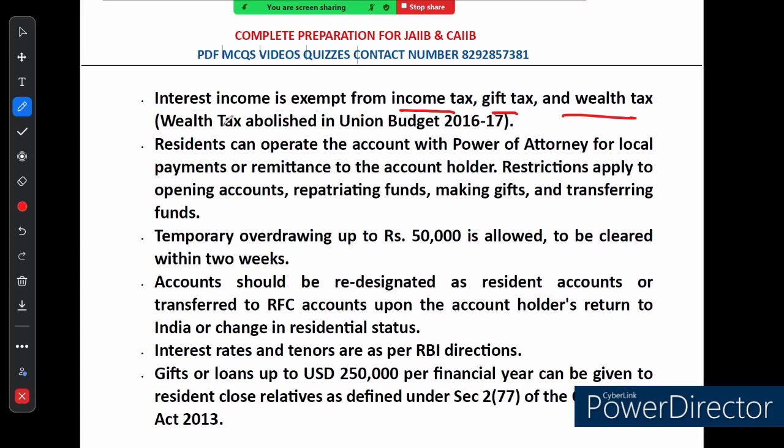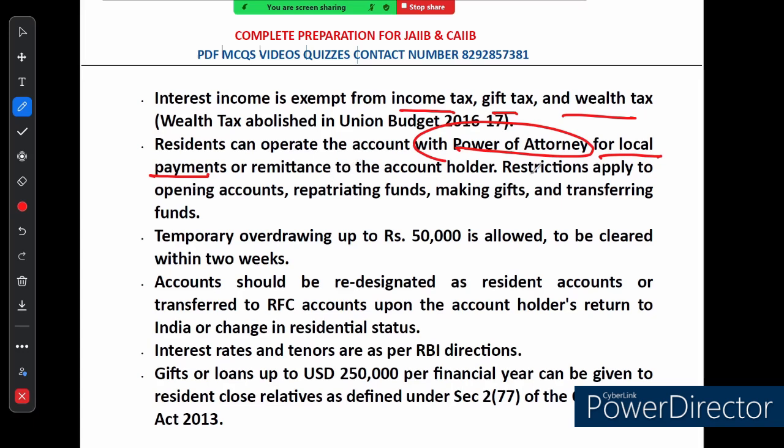NRIs often need someone to manage their account while they are abroad, and that is where power of attorney comes into the picture, right? So the first thing is POA for local payment. You can give a trusted resident such as a family member the authority to operate your NRI account for local payments like bills or school fees. That is called POA for local payment.